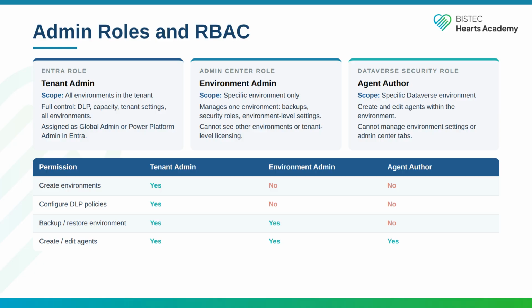Environment admin is scoped to a specific environment. This role manages that environment's security roles, backups, and environment-level settings. It cannot see other environments. It cannot see tenant-level licensing. This is the role you assign to the team responsible for a specific workload. They get the autonomy they need without the risk of tenant-wide impact.